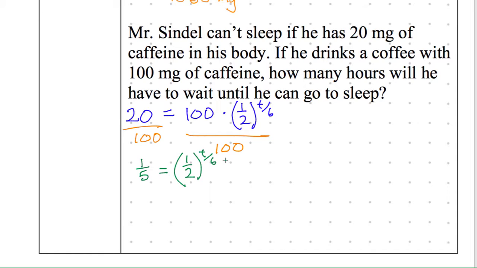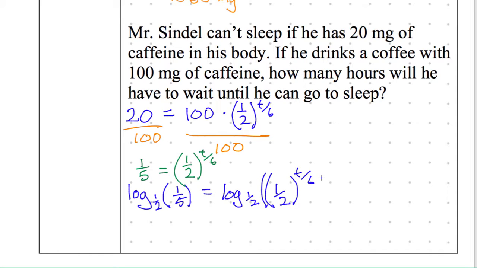This is where you're thinking, oh no, the variable is trapped in the power. Is there some tool that we've learned that will get that variable out of the power? Yeah, Fiona. Yeah, logarithms. So what am I going to do to both sides? Log base what? Close. 1 over 2. Log base 1 over 2 of both sides. So log base 1 over 2 of 1/5 is going to equal log base 1/2 of 1/2 to the power of, and I'll do double parentheses, t divided by 6.